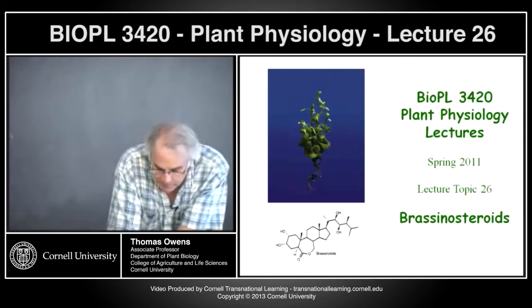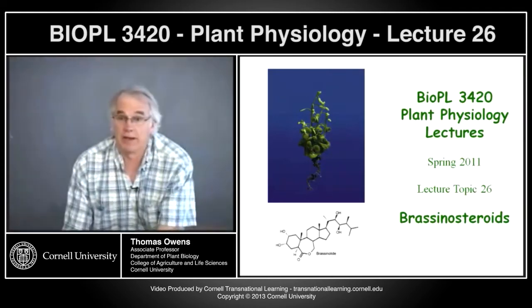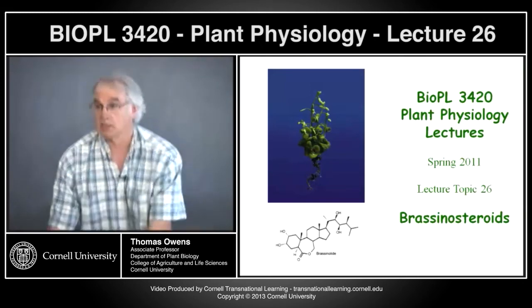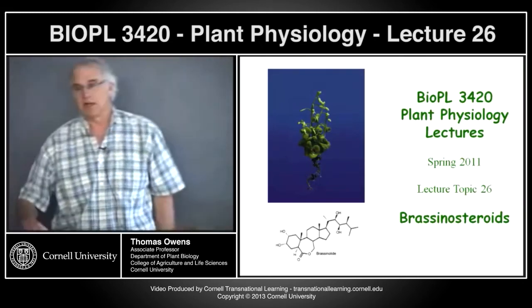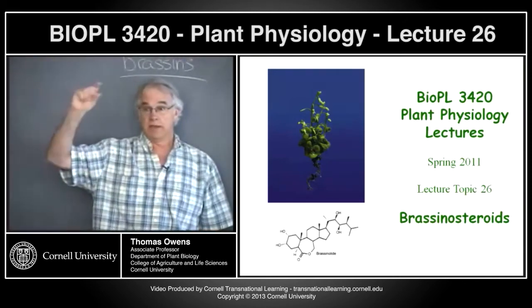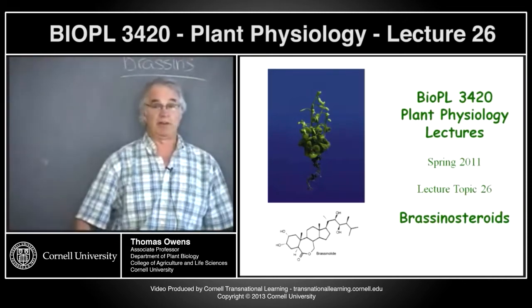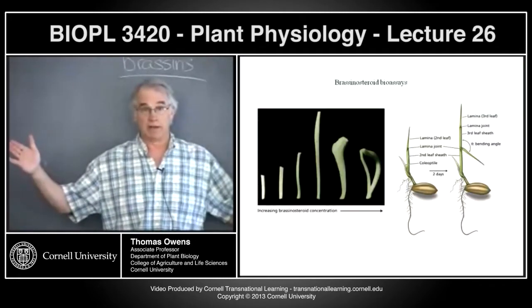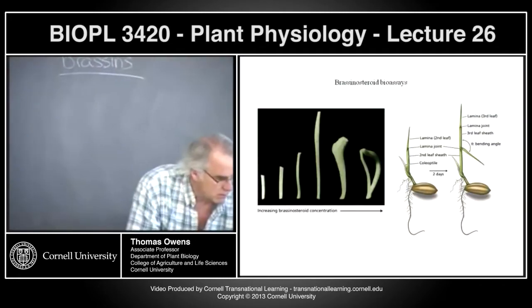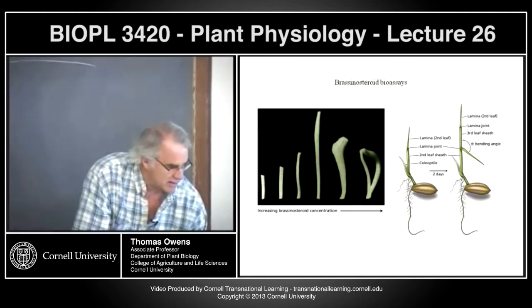Now, the way that people have identified brassin steroids is very similar to what they did with auxin. Remember, the bioassay for auxin was taking internodes of plants and cutting them up, putting them in a petri dish, and putting in auxin to see if they elongate. So that was one of the bioassays. We'll come back to that in a second.